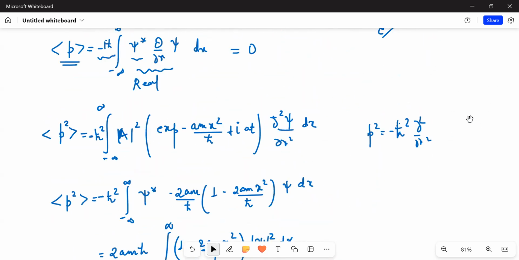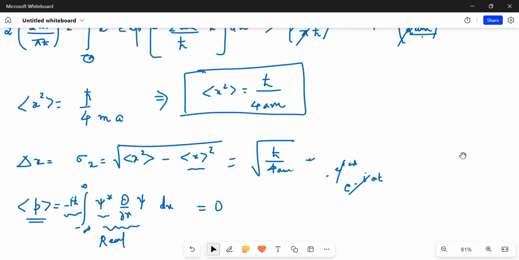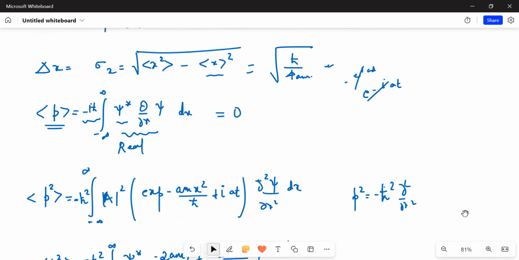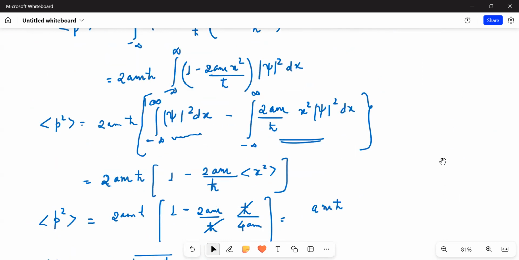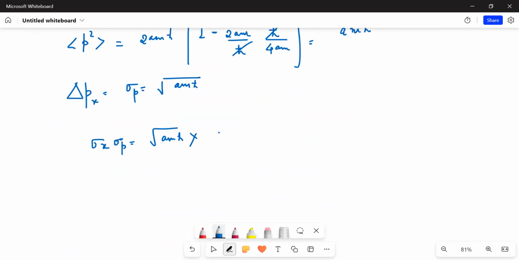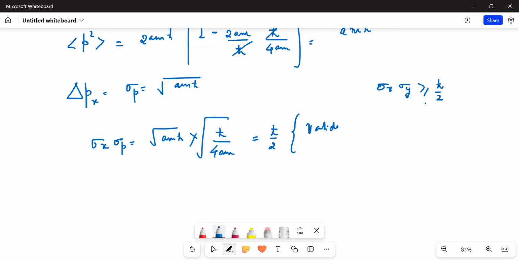Sigma x was ħ/4m root over... so that would be ħ/4m root over, and this will give you ħ/2. So basically, we are validating that sigma x into sigma y, according to Heisenberg's expression, is always greater than or equal to ħ/2.